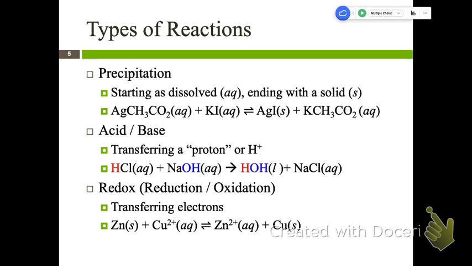Okay. Same basic exact thing that we just said. Start with things that are dissolved, you end up with a solid for precipitation. Acid-base, we're transferring an H plus ion. And in chemistry, we refer to that as a proton. Does anyone know why we refer to an H plus ion as a proton?